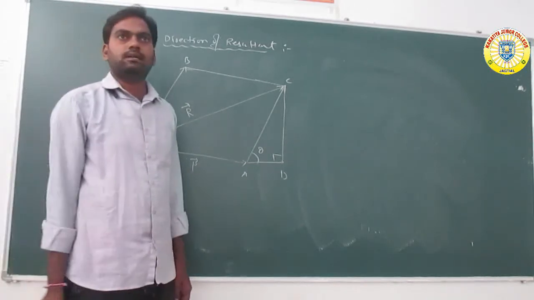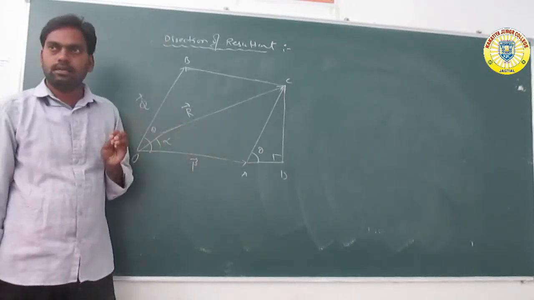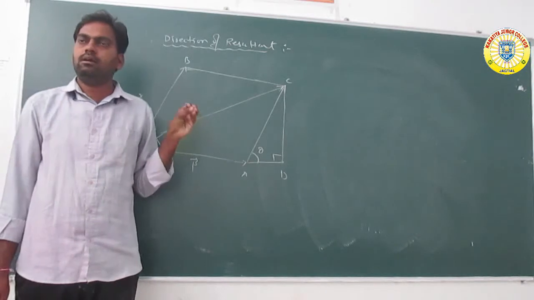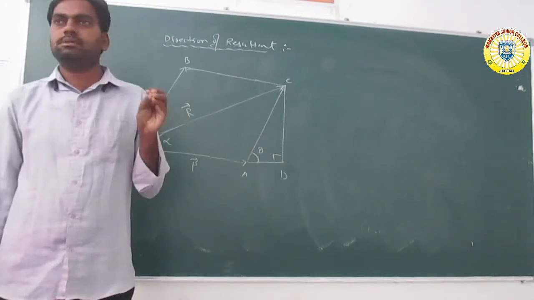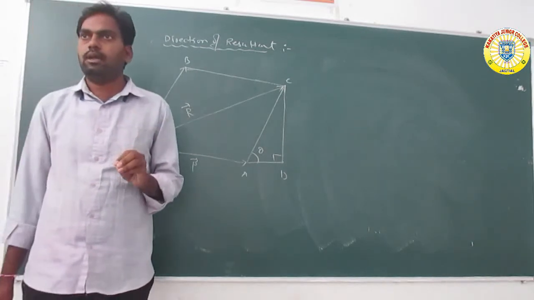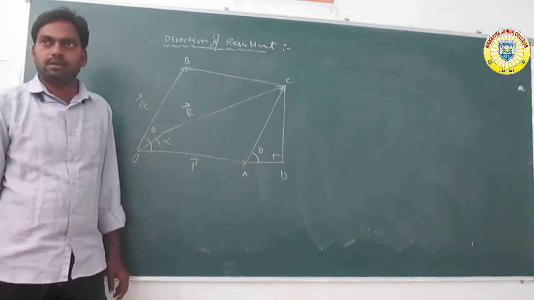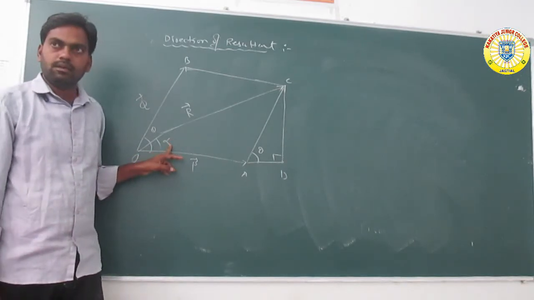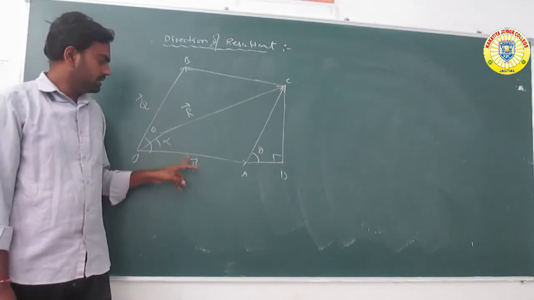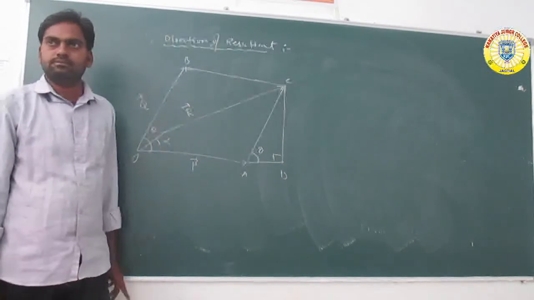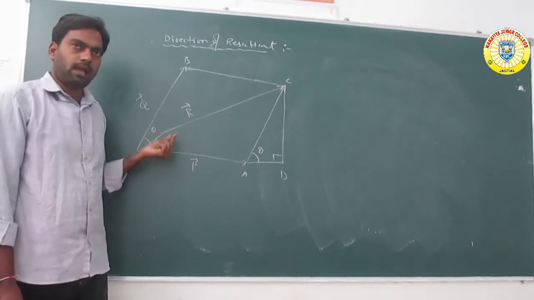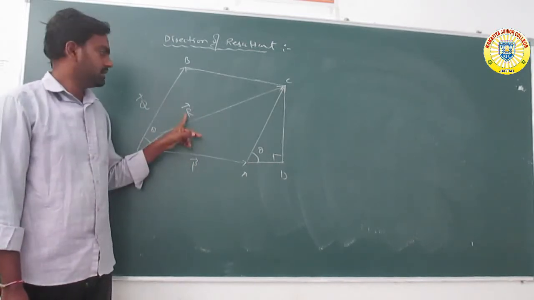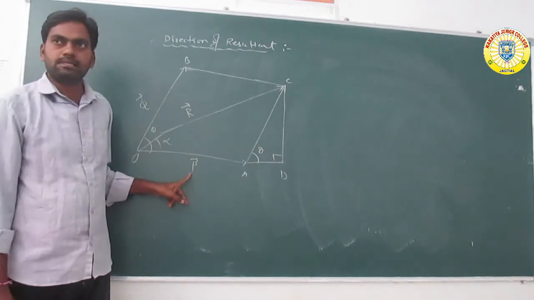So now the resultant vector R gives the resultant in direction and magnitude. The magnitude, to find R, is equal to the square root of P square plus Q square plus 2PQ cos theta. Now let's find the direction of the resultant. Alpha is the angle made by R with P. R is called the resultant vector and P is called a vector.